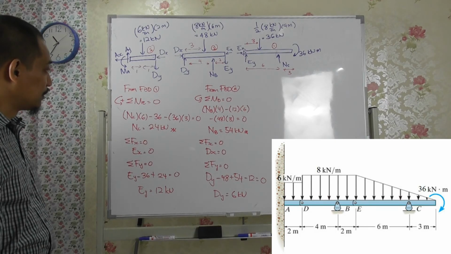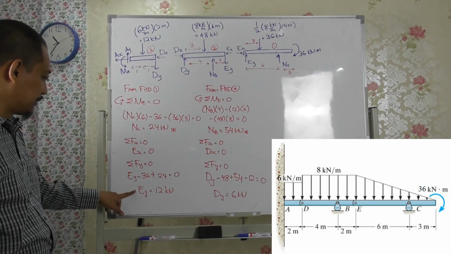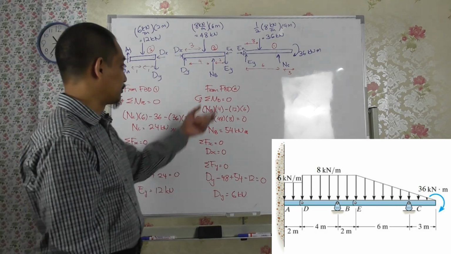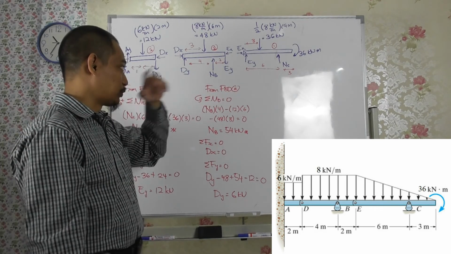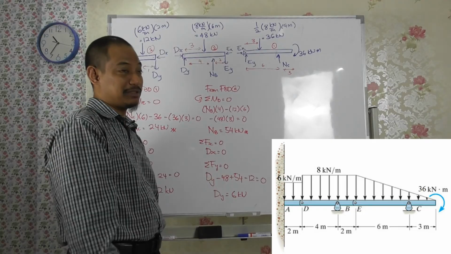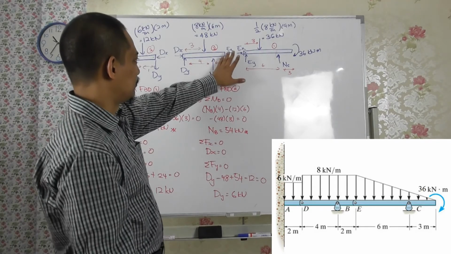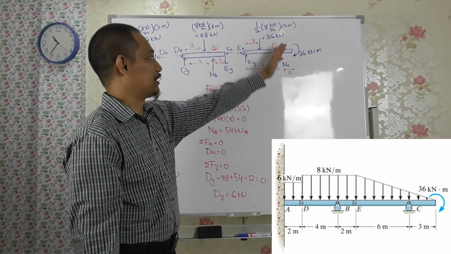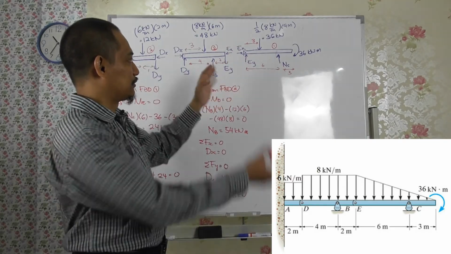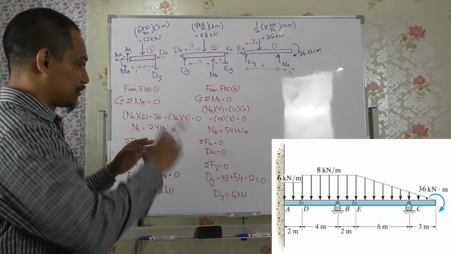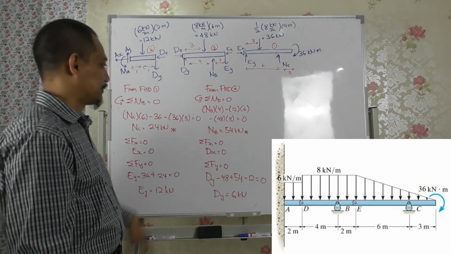Alright. Now, if you notice that I managed to get Ey positive, Dy positive, because the assumption is correct, right? So that is where sometimes it's helpful if you can guess, right? Logically, because this is pushing up, this must be pushing up as well to counter the moment, right? Similarly here, right? Something like that.